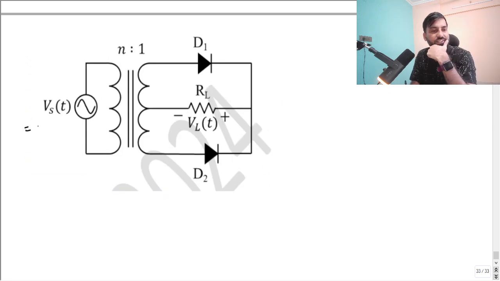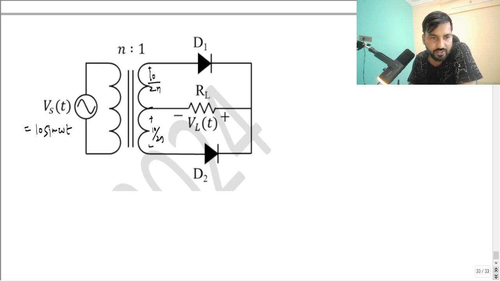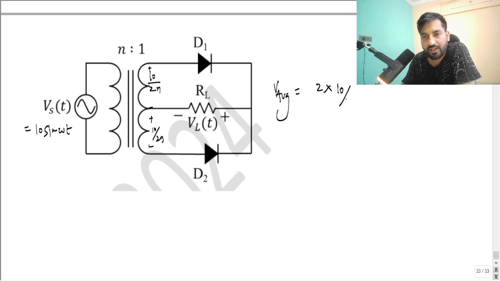Let's say that this is given as 10 sine omega t, right? It is given in the question itself. So this will be nothing but 10 by 2n, right? The drop here is 10 by 2n. So what is the average? Average is going to be 2 times the maximum voltage in the upper half, which is 10 by 2n, upon pi. I hope this makes sense.